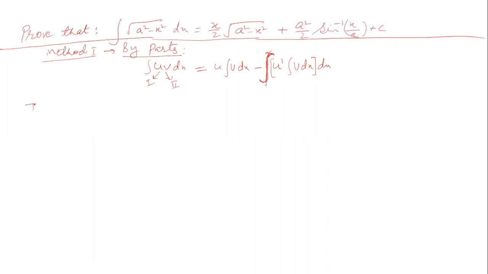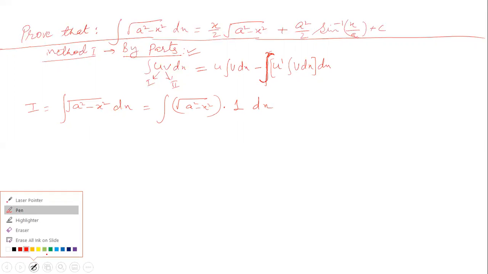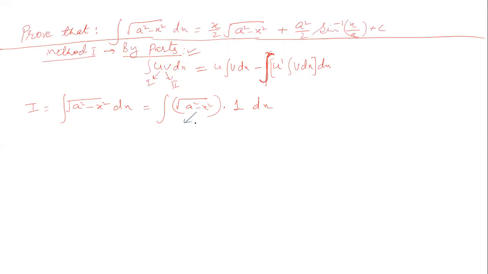So here we will take, let it is I equals the integration of square root of a square minus x square dx. And we can write it as integration of square root of a square minus x square into 1 dx. Because we need two functions, only then we can apply by parts method. Say this is first function and this is second function.